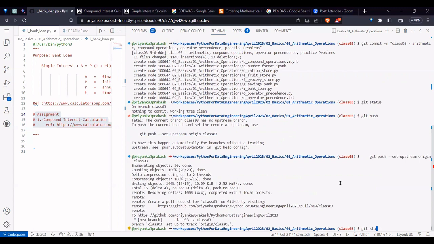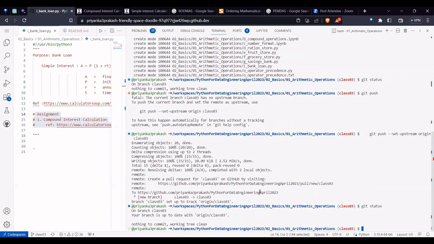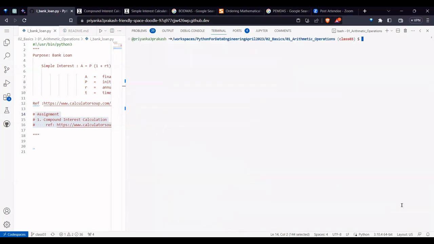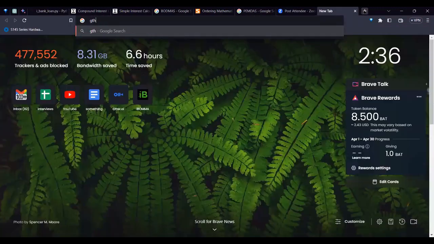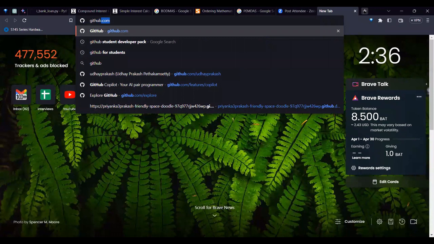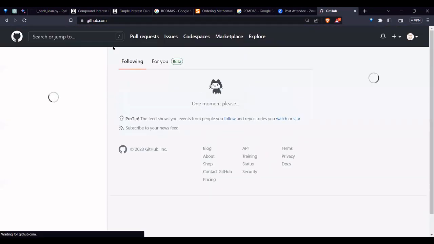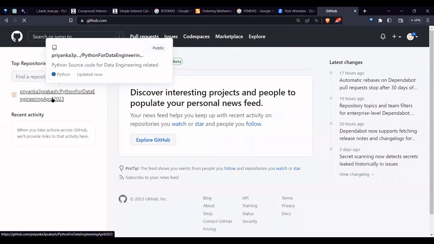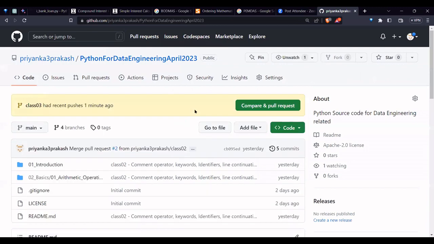So if I do a git status, as I pushed everything, it says on branch class 3, you are in origin slash class 3, nothing to commit, working tree clean. So everything is clear right now. Now my work was done. Finally, after my work is done, I can go to GitHub again, github.com. I go to my repository. This is my repository.